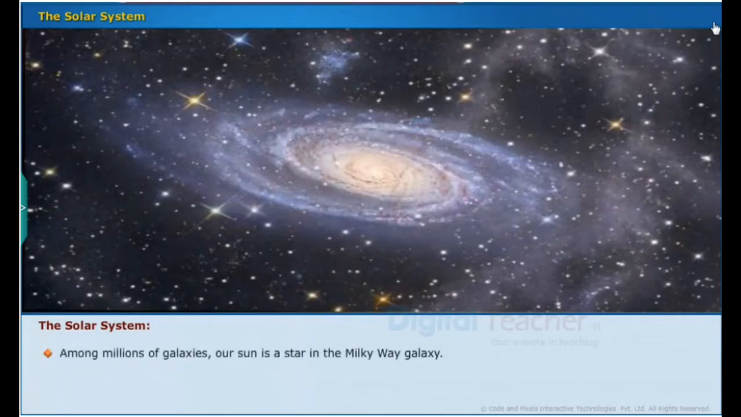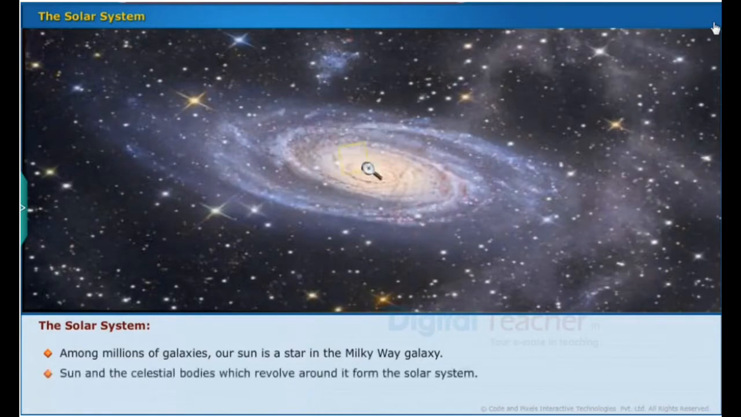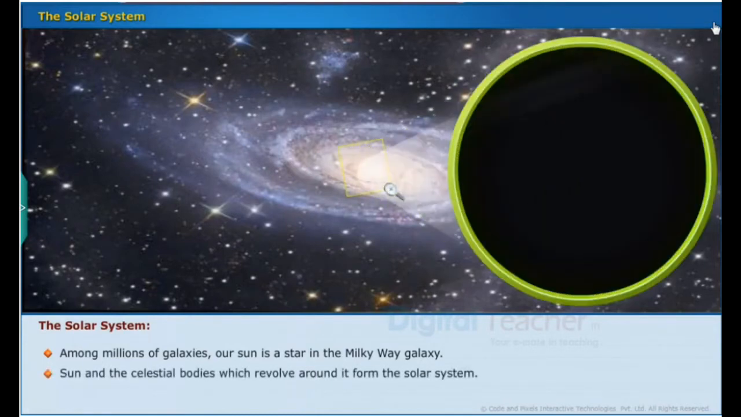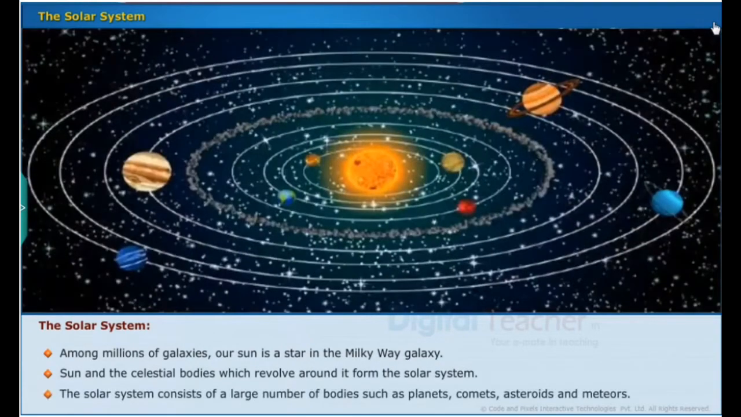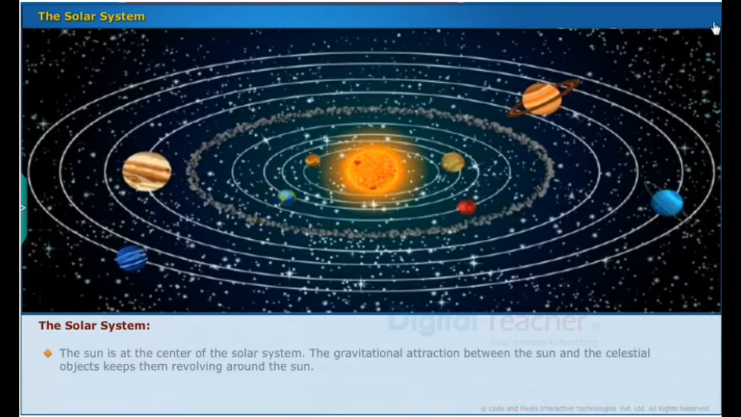The solar system. Among millions of galaxies, our Sun is a star in the Milky Way galaxy. Sun and the celestial bodies which revolve around it form the solar system. The solar system consists of a large number of bodies such as planets, comets, asteroids, and meteors. The Sun is at the center of the solar system. The gravitational attraction between the Sun and the celestial objects keeps them revolving around the Sun.